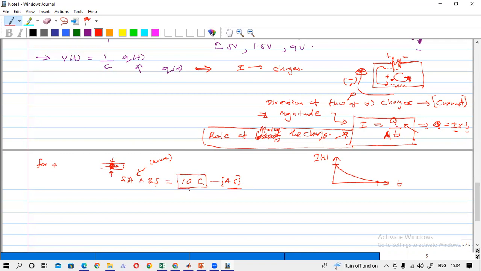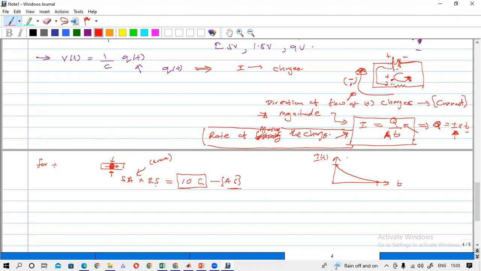So that is the way. Simply, if the current is constant, you can multiply the current by the time, and you can find the total charges. So that is the idea I want to give you. If the current is constant through this time, you can simply multiply the time by the current, then you can get the charges.